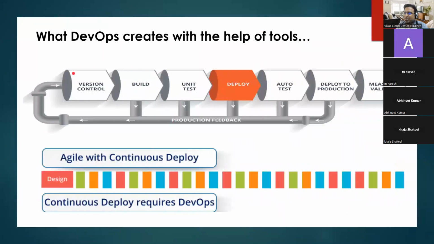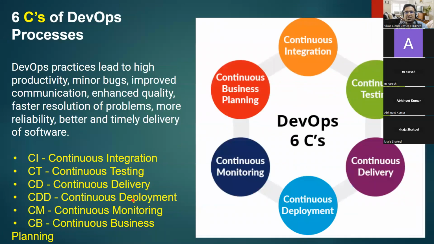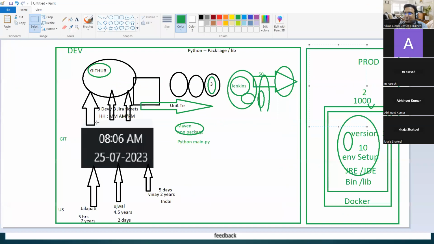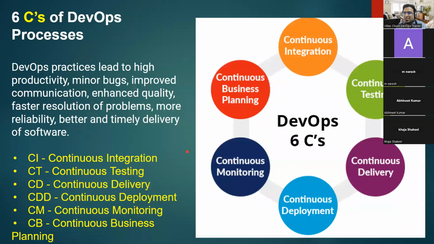Meaning from this place to this place, everything is working automatically. That is known as continuous deployment. If monitoring, this tool is working continuously 24/7, then we can call it continuous monitoring. If the business is thinking, before writing the code, which type of code or which type of feature has to be developed, and this is happening continuously, then we can say that continuous business planning is happening. This is called the 6C model.